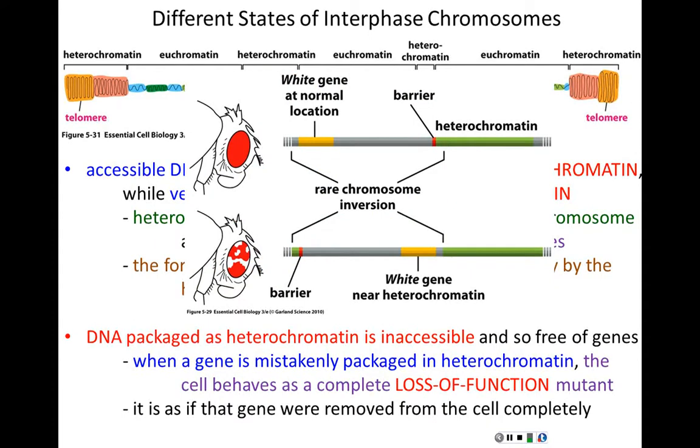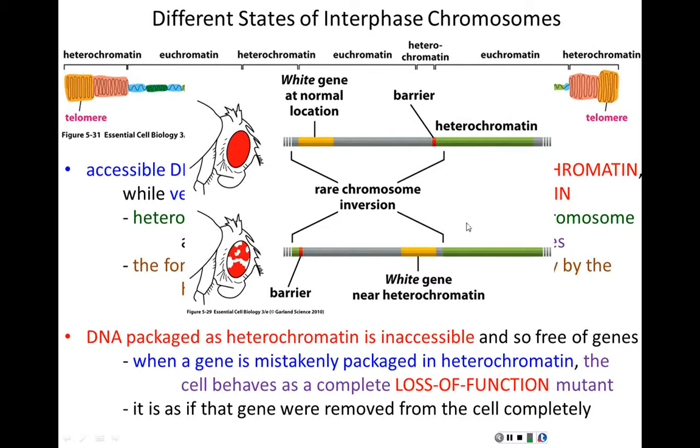There's one example of this from flies. There's a particular gene in flies called white, and it's needed for proper eye development. The white gene is near a heterochromatin boundary, but in a normal healthy cell, the heterochromatin forms, there's a molecular barrier there that stops the spread of heterochromatin, and the white gene is in euchromatin and is expressed normally, giving the fly a normal eye.